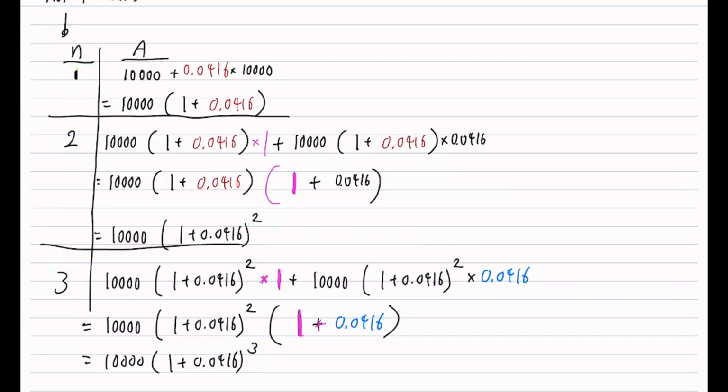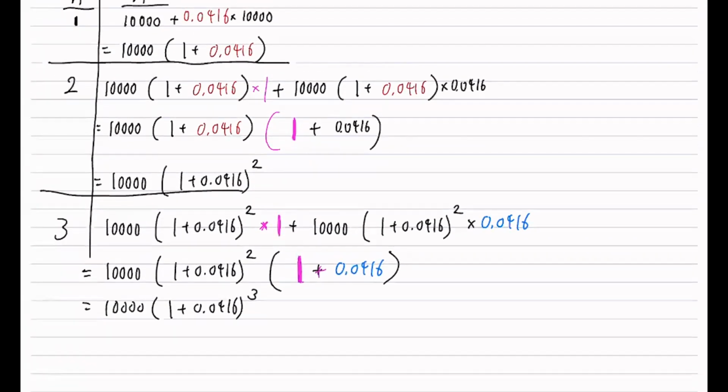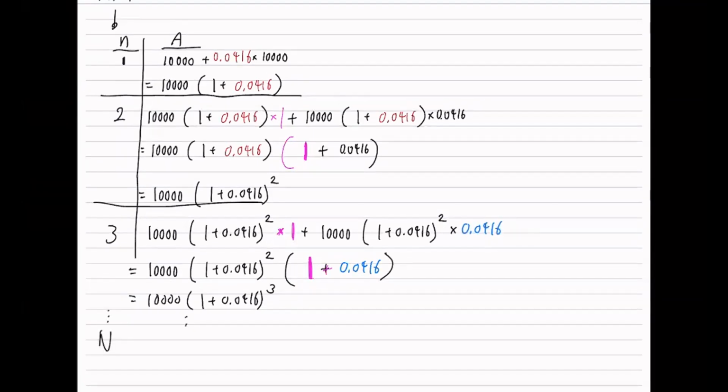So in general, if it's the nth year, or let's say capital N year, what's the formula? 10,000 multiplied by 1 plus 0.0416 to the power of n. Sorry, not nth year, I mean the nth month. Is this okay? Yeah. So that's how the formula came about.